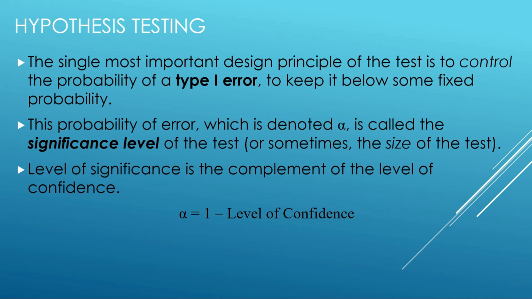As we know, significance level is the opposite of confidence level. So if confidence level is high, it means significance level is low. Let's say if confidence level is 95%, then significance level is 5%. So level of significance is the complement of the level of confidence. Alpha is equal to 1 minus level of confidence. We have seen this before as well.